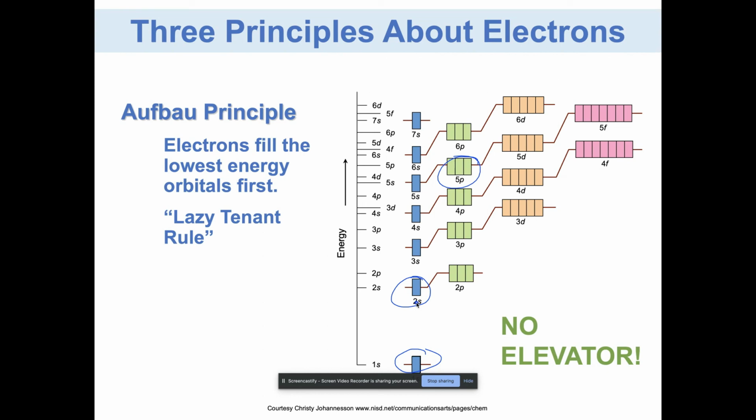If the 2s isn't available, then I could move to the 2p. It's a little higher up, so I'd have to exert a little more energy, but you get the idea. We fill into the lowest energy possible first.